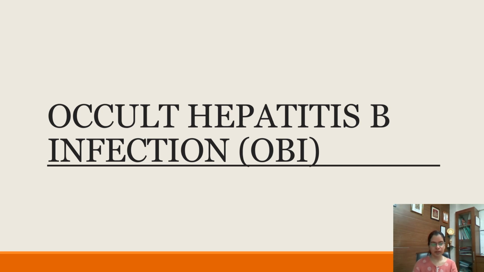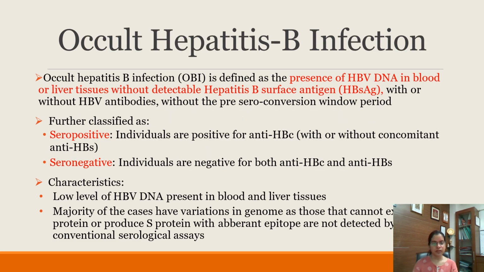Now, occult hepatitis B infection. Occult hepatitis B infection is defined by the presence of HBV DNA in blood or liver tissues without detectable hepatitis B surface antigen. It is further classified as seropositive or seronegative. Seropositive is individuals who are positive for anti-HBc, and seronegatives are negative for both anti-HBc and anti-HBs. Characteristics are there is low level of HBV DNA which is present in blood and liver tissues, and in the majority of these cases there is variation in genomes, so that they cannot express envelope proteins or produce S proteins with aberrant epitope.